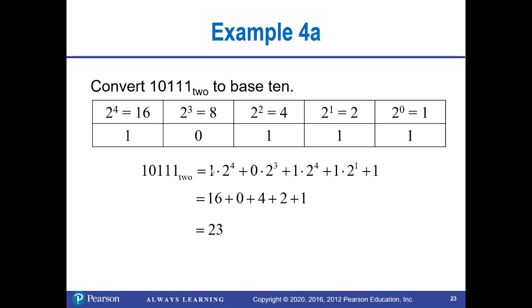And then that means we have one group of 16, 0 groups of 8, one group of 4, one group of 2, one group of 1. We add those together and we get 23. We'll do another example. So remember that because we're in base 2, the only digits we can use are 0 and 1.